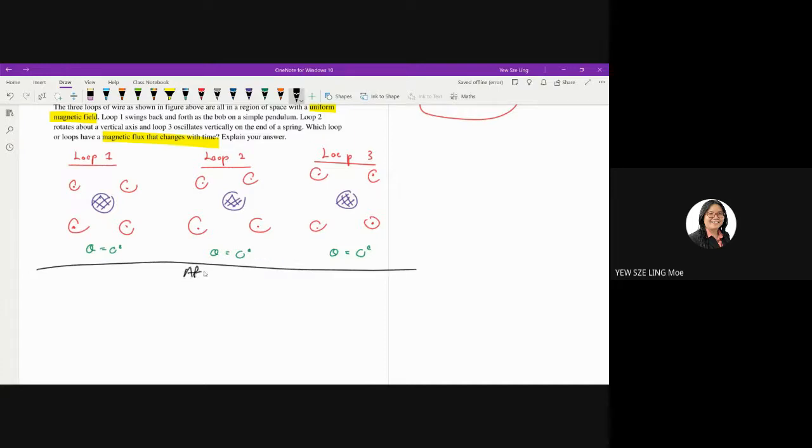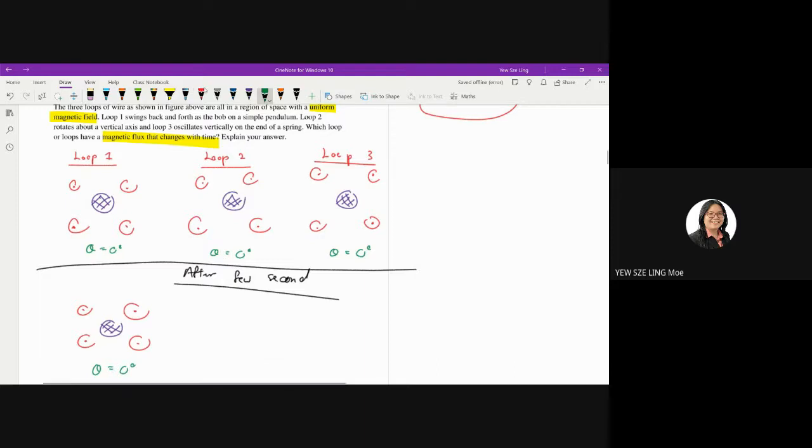So after a few seconds, well, the first case, loop 1 is moving back and forth. It's swinging left and right. So after a few seconds, the diagram that you have is still the same. Masih sama. Why? Because it's just moving back and forth, just swinging. The angle between the plane and the area is still equal to 0 degrees.